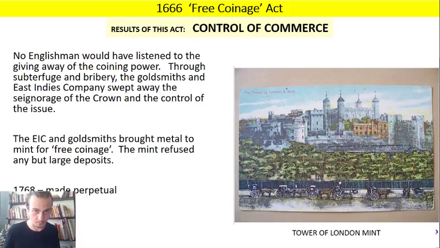So the result of the Free Coinage Act of 1666 was that the goldsmiths and the banking classes gained control over commerce. And of course, this gave the British East India Company, the largest company on England's stock exchange in the 1600s and 1700s, major control over commerce. And of course, the British East India Company, heavily financed by the Dutch, owned by the Dutch, traded on the Amsterdam Stock Exchange.